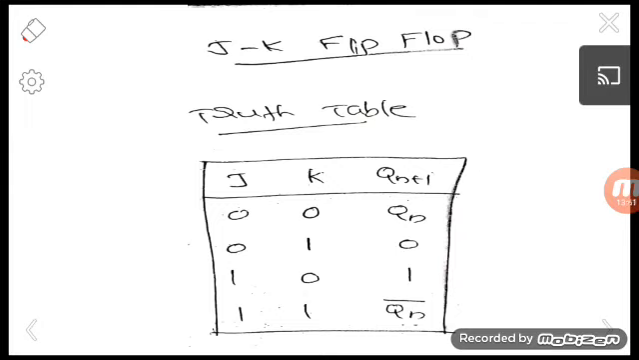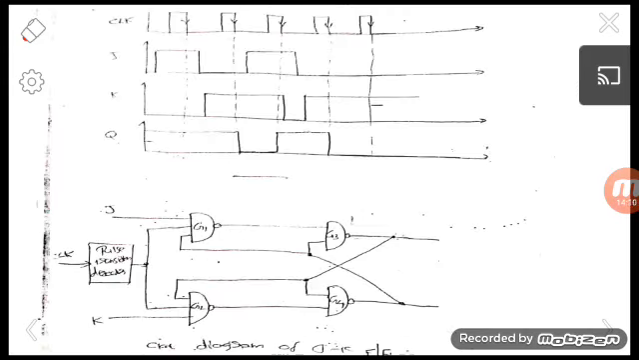This is the truth table of a JK flip flop. For J is equal to 0, K is equal to 0, Qn plus 1 will be Qn, same as our SR flip flop. For J is equal to 0, K is equal to 1, Qn plus 1 will be 0. For J is equal to 1, K is equal to 0, Qn plus 1 will be 1. And for J is equal to 1, K is equal to 1, Qn plus 1 will be Qn bar, the toggle condition.